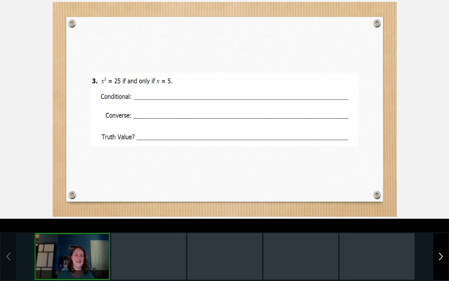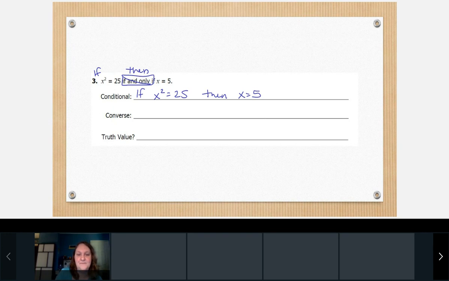All right, it says x squared equals 25 if and only if x equals 5. So we know we're looking for that "if and only if." It's going to get translated into the word "then," and we're going to plop an "if" at the front. So our conditional is going to say, if x squared equals 25, then x equals 5. And the converse, flip your P and your Q: if x equals 5, then x squared equals 25.